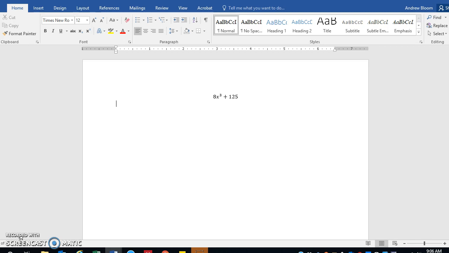So we look first for a GCF. There is no number that goes into both 8 and 125, and there's only an x in the first term, so there is no GCF. The next question that we have to answer is how many terms do we have? So this is a binomial.